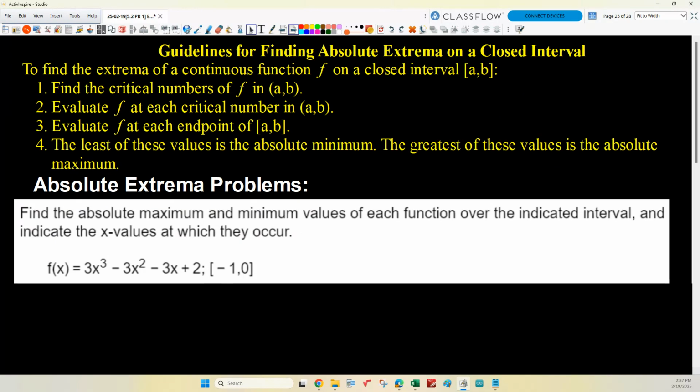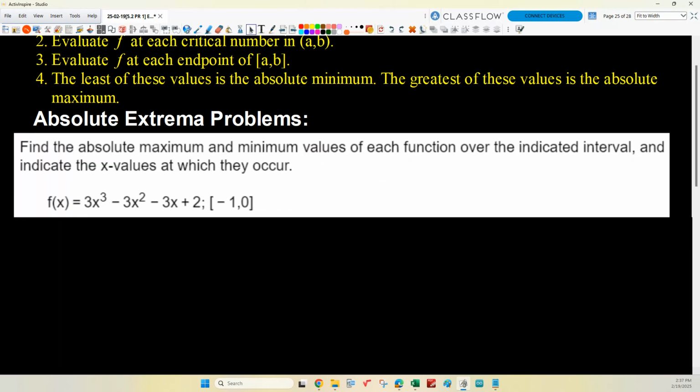Okay, so let's try an example. How about one like this? So we're looking at this polynomial function on the interval from -1 to 0. So we've got to take a derivative. First step would be to take a derivative. So what's our derivative? Okay. Good, so there's our derivative.